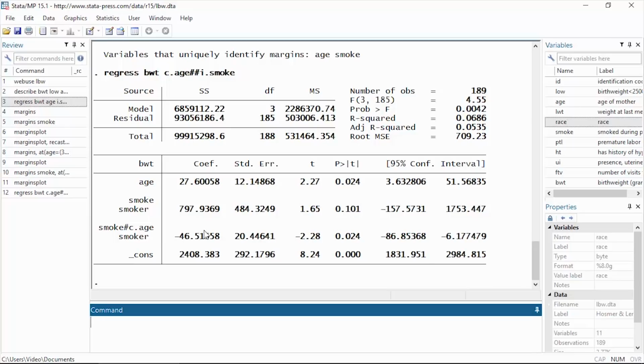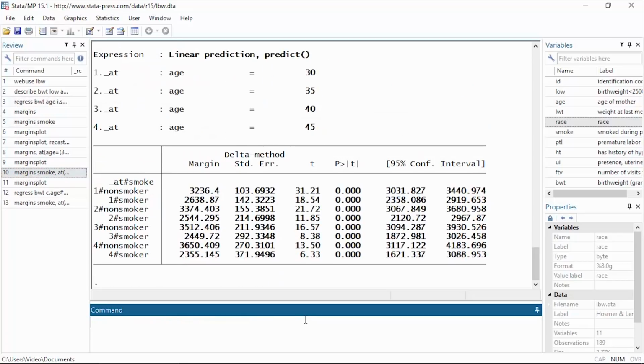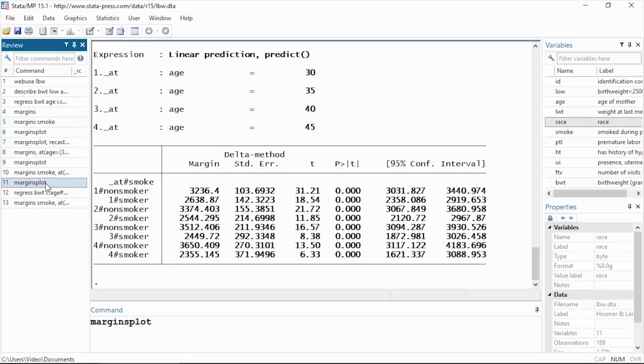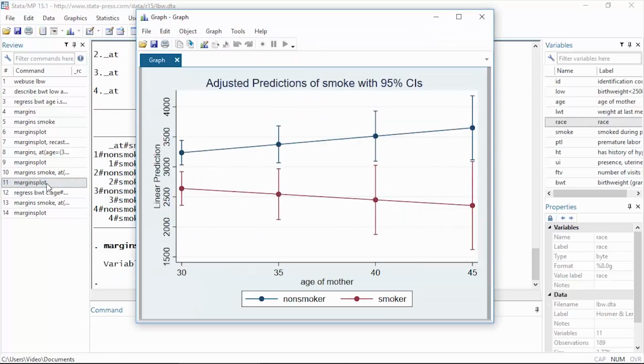Interpreting that interaction term can be a little bit tricky, but I can go back and type margins again, margins smoke at age 30 through 45. I'm just rerunning the command I ran before, and now I can double click over here on marginsplot in the results window again, and it will graph the results. Because I have my interaction term, the lines are no longer forced to be parallel. So it makes it much easier to interpret models, for example, that include things like interactions, because it can be difficult to explain those to non-statisticians, but a graph shows the results of this model very clearly.